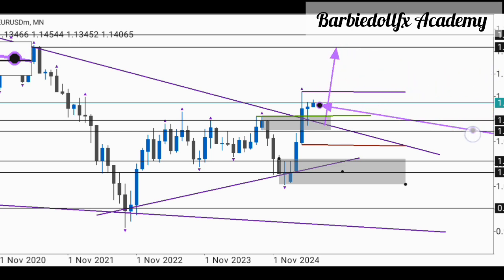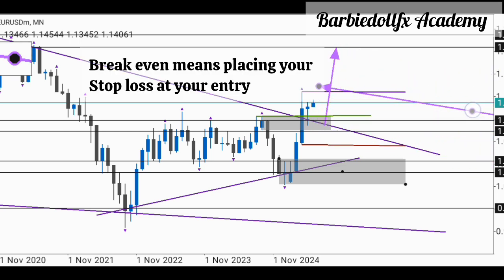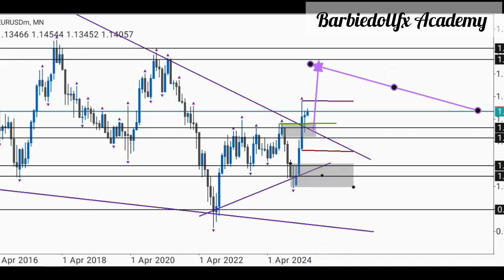There's what we call break even. As the trade is going, you can also break even, put your stop loss from here to your entry as it's going up. So that's how we take trade with breakout strategy. As we go down, I will still walk you through how to do that.